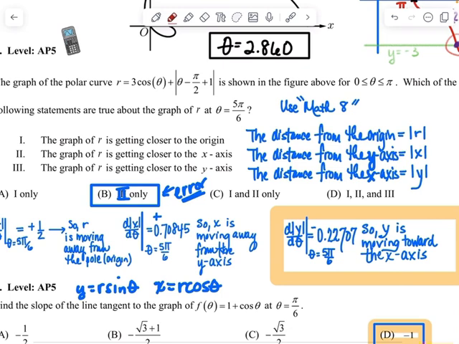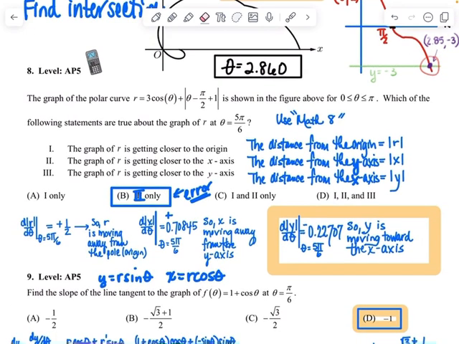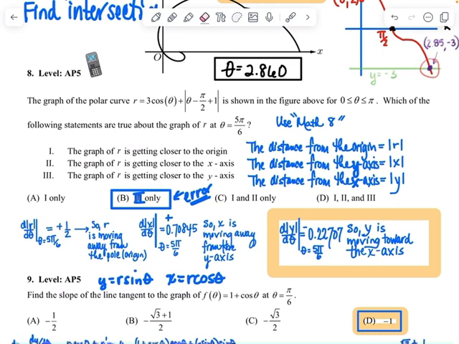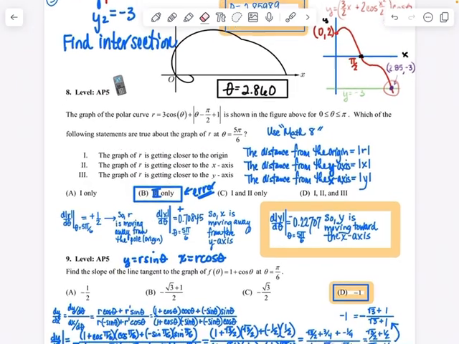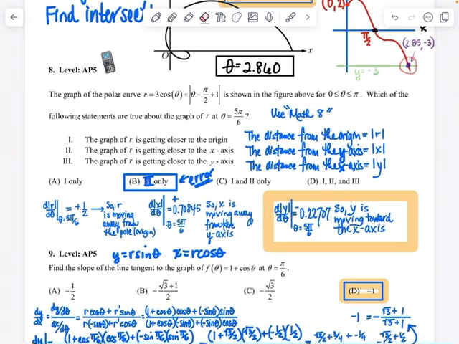The graph of r is getting closer to the x-axis, so the x-axis is the last one here. And then the graph of r is getting closer to the y-axis, and that would be this. I should probably change those around, but I think you guys can get it. The last two should be switched in order, but they are saying the right thing. The distance from the y-axis is the absolute value of x. The distance from the x-axis is the absolute value of y. So we find all three of those, okay?